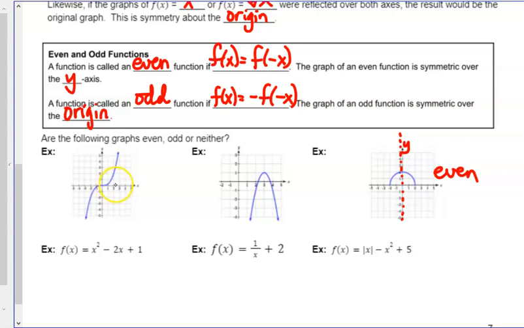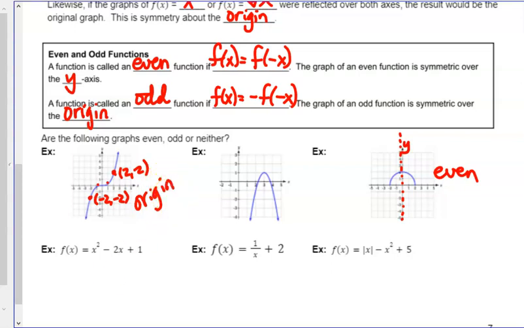Now, I always like to do this as this. I look at these points. That's the point 2, 2. If the point 2, negative 2 is on there, then we end up having an origin symmetry. So it's like opposites have to be on there. And in that case, this point would match with that point over here. So this would be symmetry over the origin.